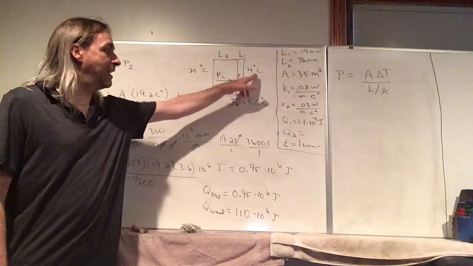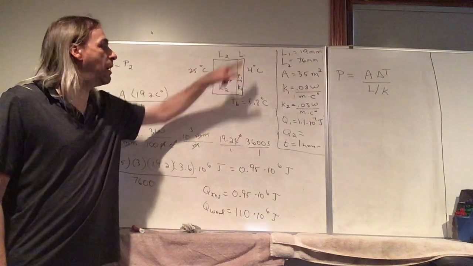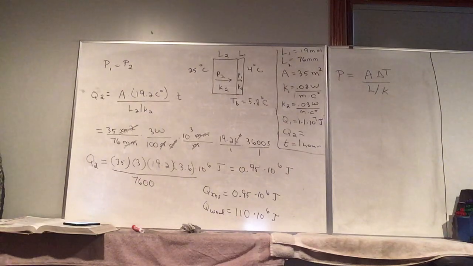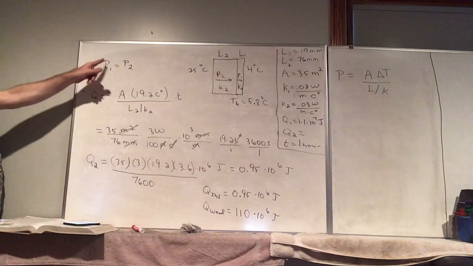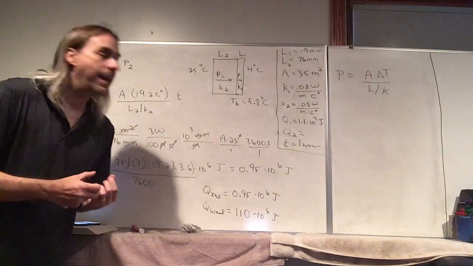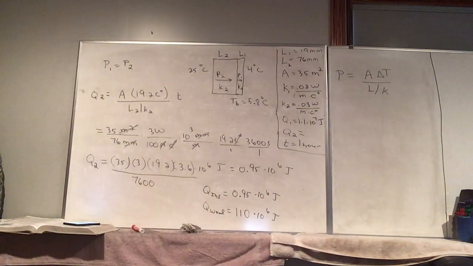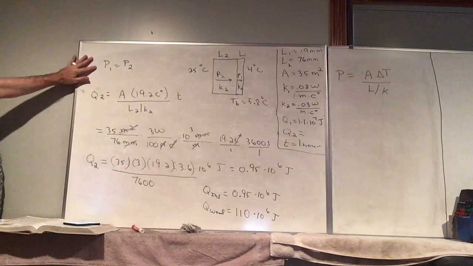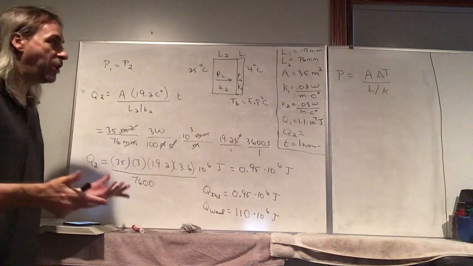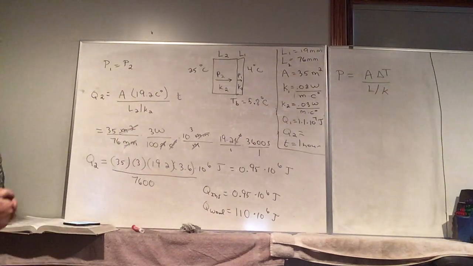using this difference in temperature and this value for L and this value for K, and we would have gotten the exact same number. Because remember, P1 equals P2. Energy is flowing through each material, the wood and the insulation, at the exact same rate when we're in equilibrium. So it's just a preference. You can calculate P1 or P2, and you should get the same answer. We just did one of them. But if you want to check it, you can plug it in.